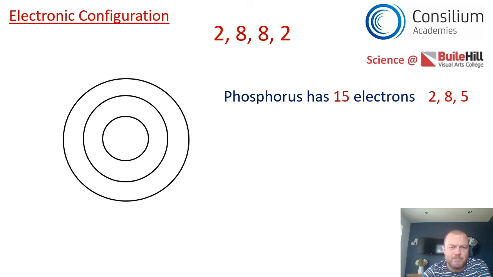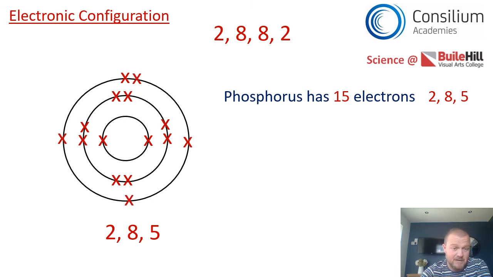Okay, so 2 in the first shell, 8 in the second shell, okay, so now it's full. 2, then 8, and the next 5 would have to go on the outer shell, like so. 2, then 8, then 5.